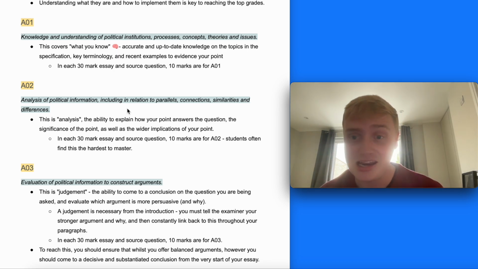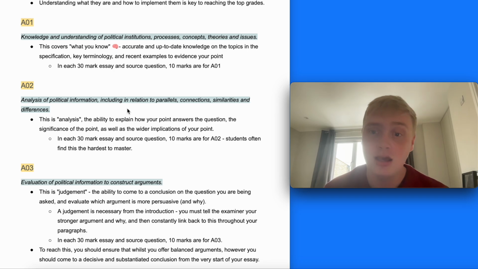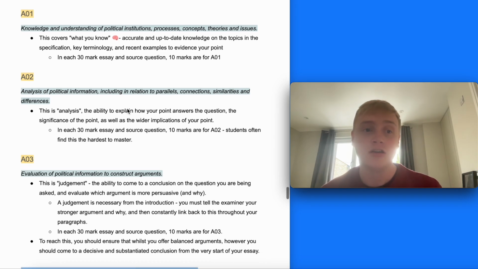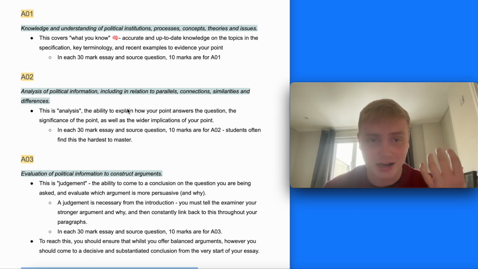You can't just put that down on the page. It's really about answering the question, coming up with a judgment and comparing arguments. That's where AO2 and AO3 come in. So AO2 is analysis. It's asking you to come up with these arguments, recognizing parallels, connections, similarities, differences. These are the arguments in relation to the question. This is you analysing your points and the significance of them.